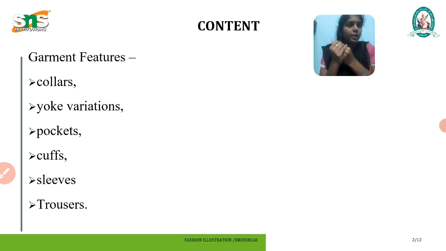So how is it related to fashion illustration? If we are doing an illustration of a garment, designing a garment for a particular person, we should know what all those parts are and how they can be changed according to the body structure of that particular person, and how their needs can be satisfied using those different garment features. So first we are going to see about collars.